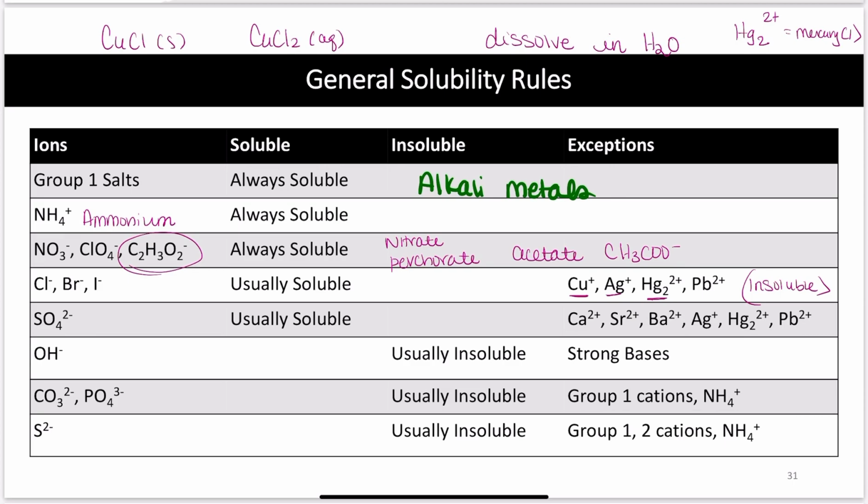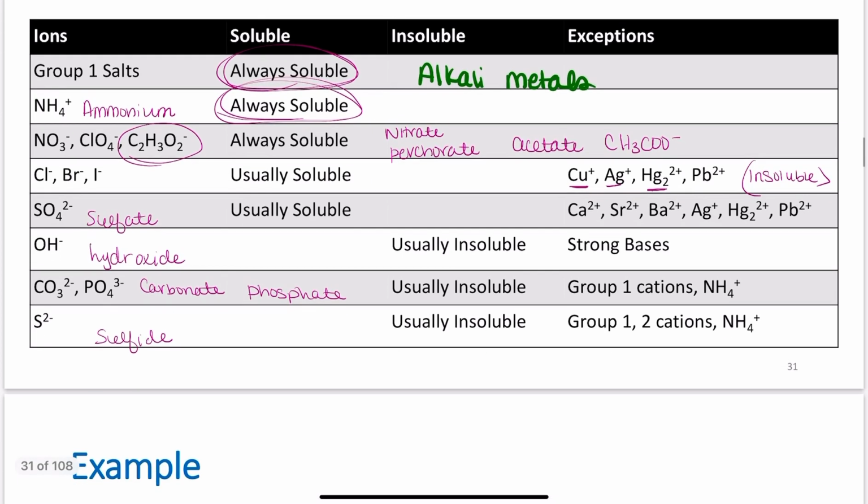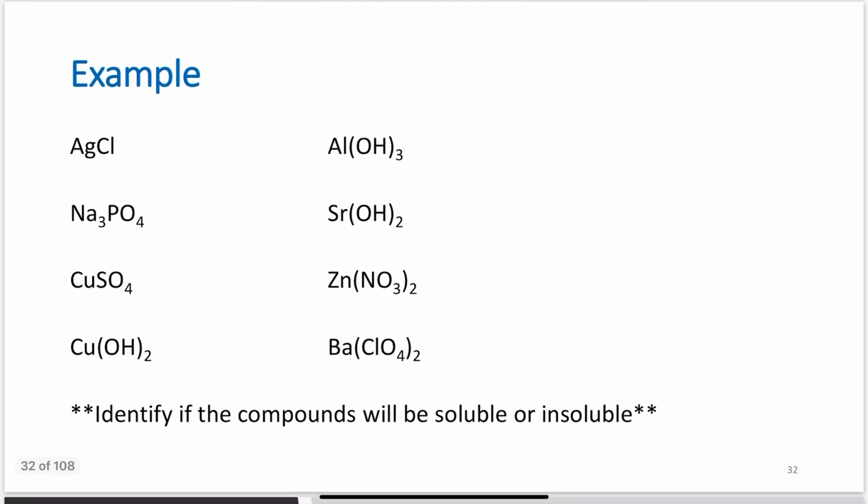Carbonate and phosphate are usually insoluble. The exceptions to that are group 1 cations and ammonium. But since these are always soluble, that shouldn't be too much of a surprise. And sulfide, usually insoluble. Exceptions to that, groups 1 and 2 cations and ammonium, will be soluble. Work on memorizing those, but let's go ahead and work some examples.